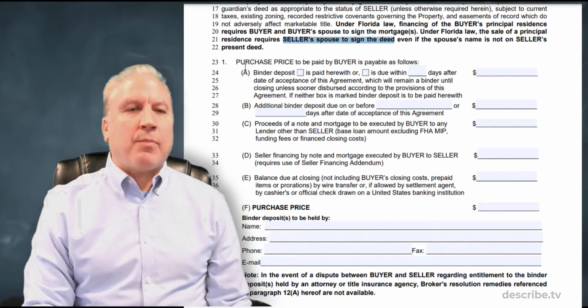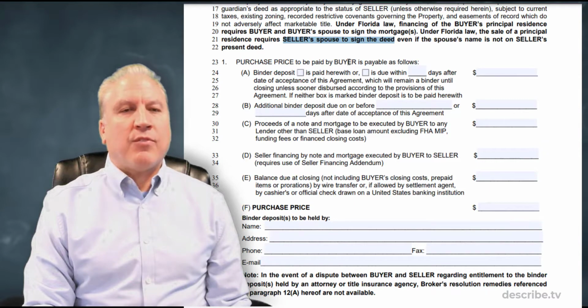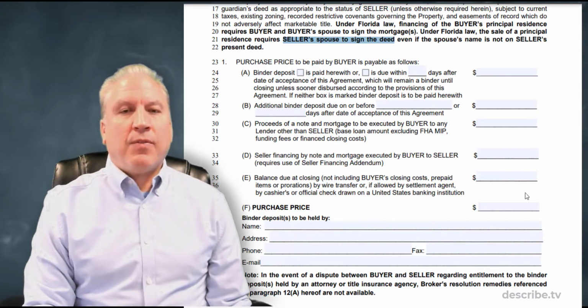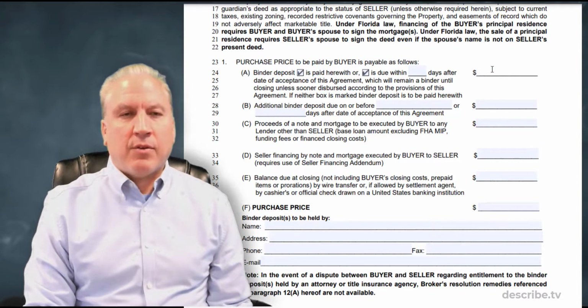Then it'll talk about the price. The price to be paid for the property will be as follows. A binder, which is kind of like a deposit, is what you give with the contract. Paid here or due within so many days of the date of acceptance. So let's say you put down a $5,000 deposit.